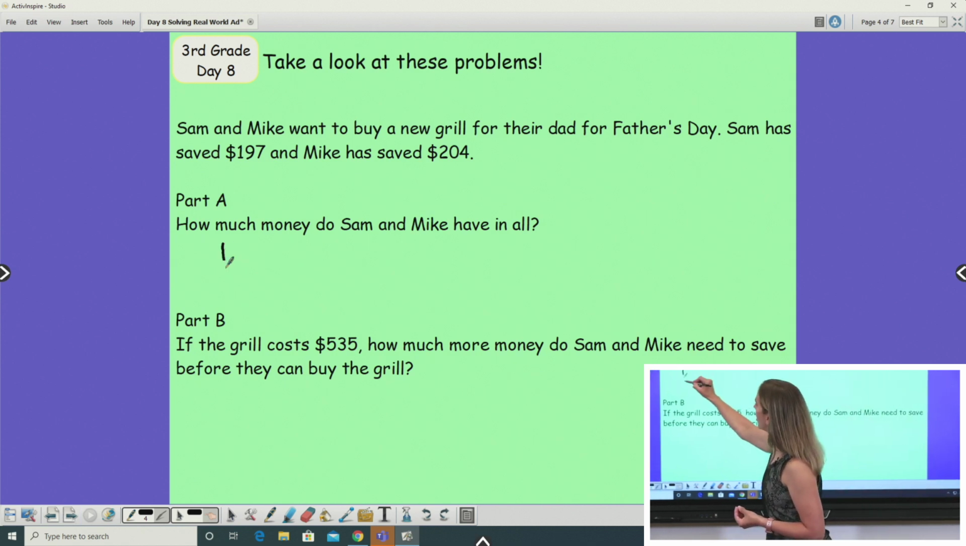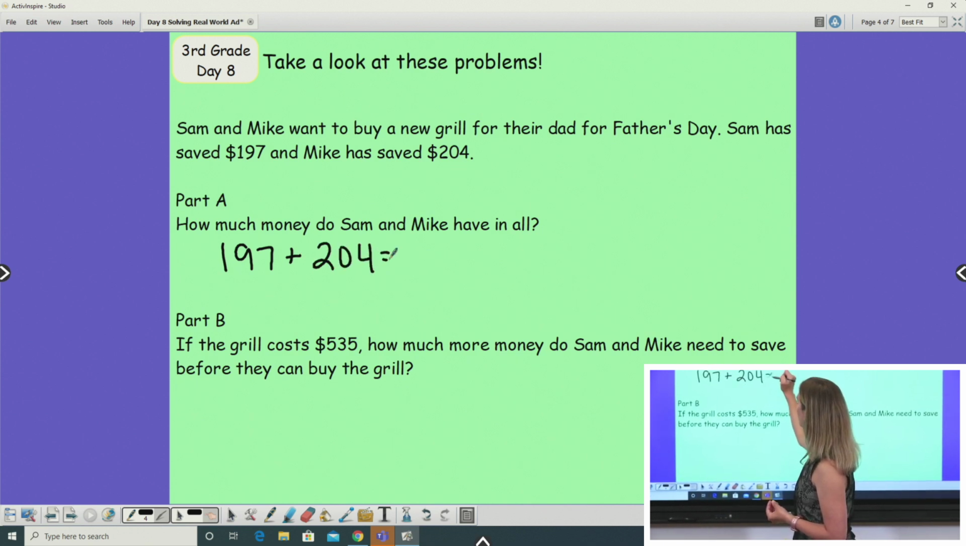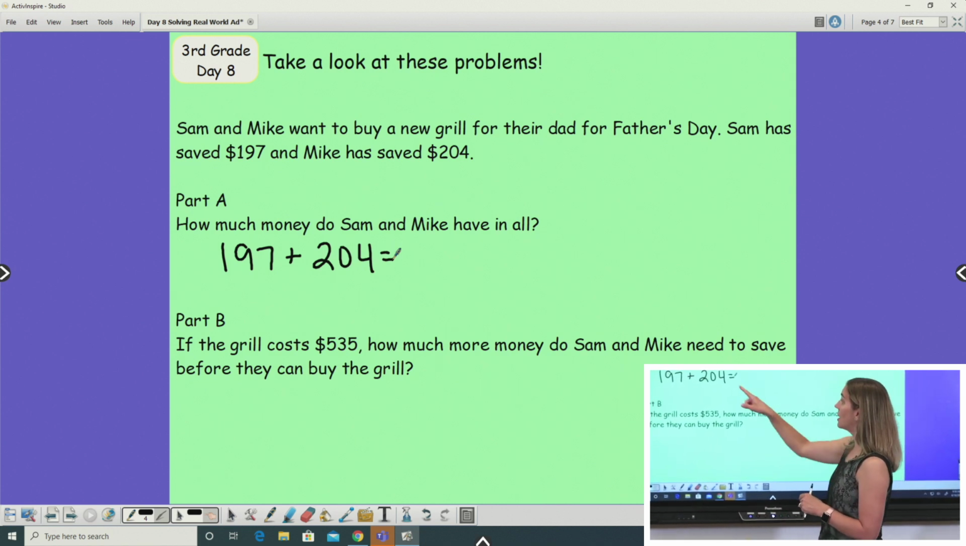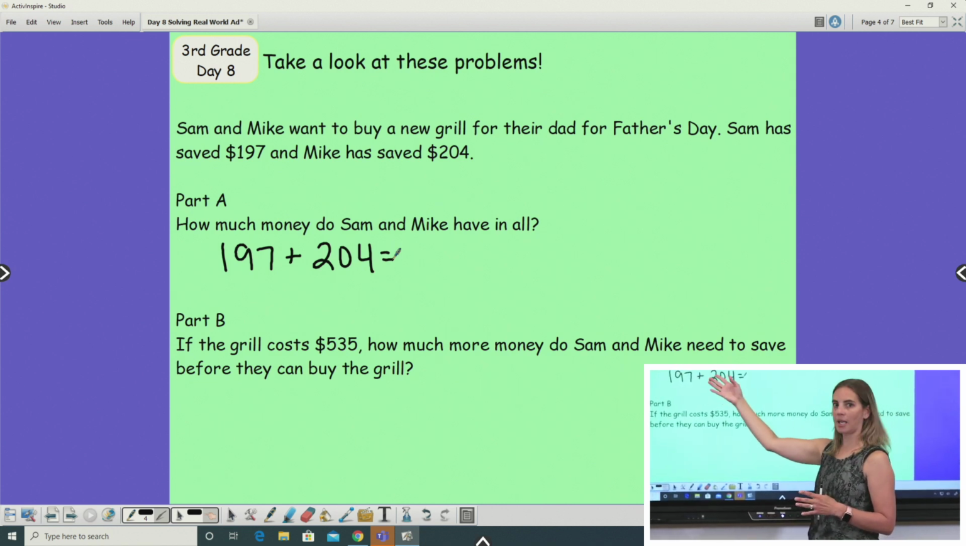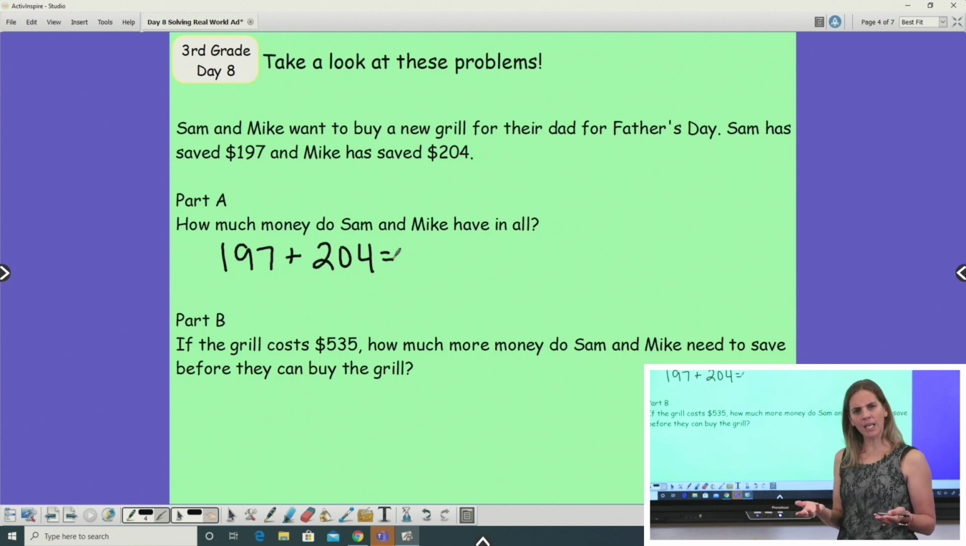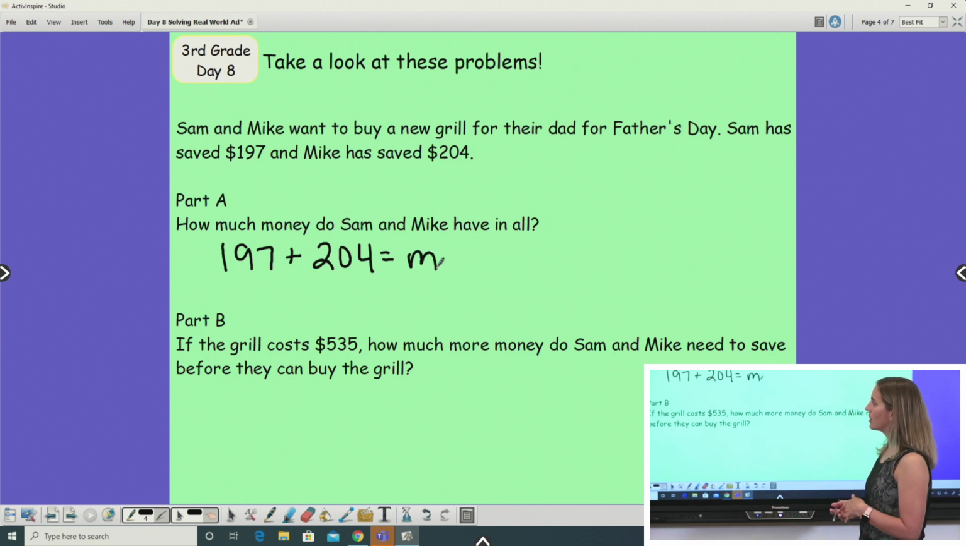So let's do 197 plus 204. And we know that that's going to equal our variable. Remember, our variable represents the number, how much money Sam and Mike have all together. So what letter could we use to represent money? Yeah, let's use M. Now remember, if you chose a different letter, that's okay too. It won't matter at the end.